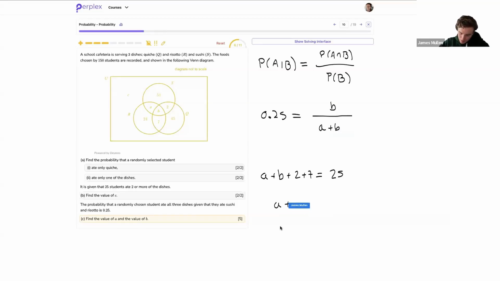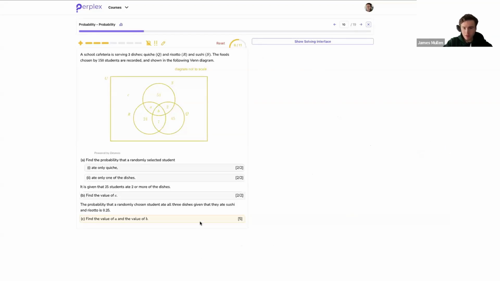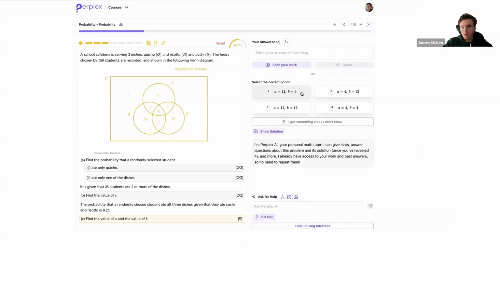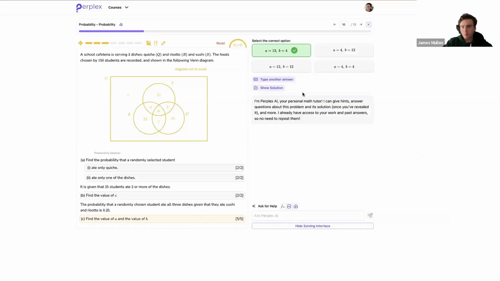And that means that A plus B is equal to 11. All right, that is, no, I made that up. It shouldn't be 11, it should be 16. A plus B is equal to 16, okay? Now, that gives me in this formula, B over 16 is equal to 0.25. 0.25 is 1 over 4, so I can tell that B is equal to 4. And that tells me that A is equal to 12. Okay, let's check that off. A is equal to 12, B is equal to 4.